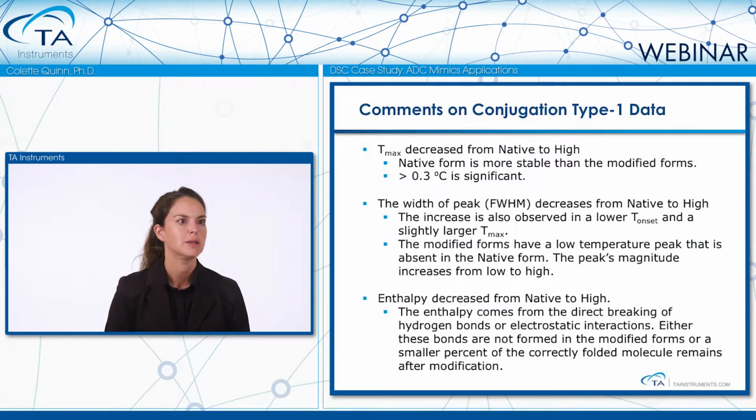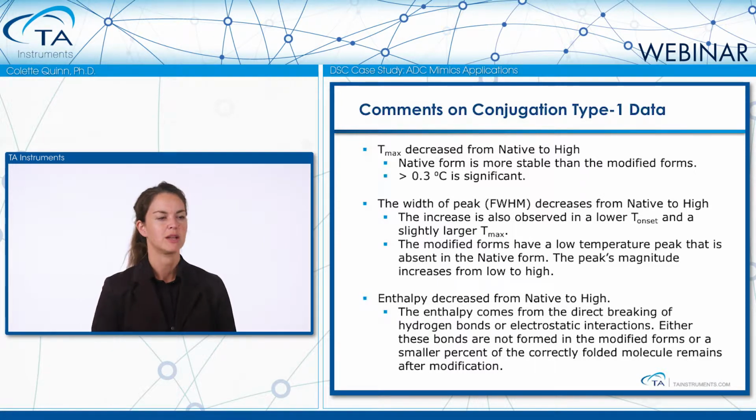So a few final comments on the conjugation type 1 data. We had a Tmax decrease from native to high, a slight decrease, but more than 0.3 degrees C is significant for how we calibrated this calorimeter. The width of the peak, the full width half max, decreased from native to high, and there was an increase also observed at the lower T onset and a slightly larger T max. The modified forms have a low temperature peak that is absent in the native form, and the peak's magnitude increases from low to high. And then we have an enthalpy decrease from native to high.